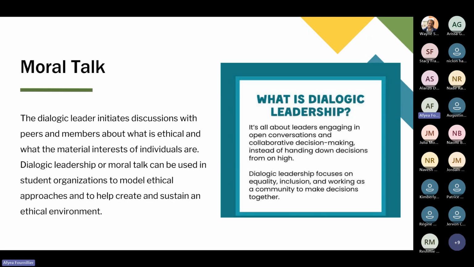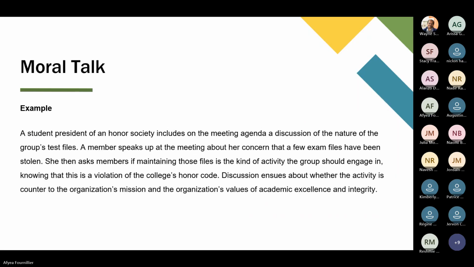What is dialogic leadership? It is all about leaders engaging in open conversation and collaborative decision making instead of handing down decisions from on high. The dialogic leader initiates discussions with peers and members about what is ethical and what the material interests of individuals are. Dialogic leadership, or moral talk, can be used in student organizations to model ethical approaches and to help create and sustain an ethical environment.